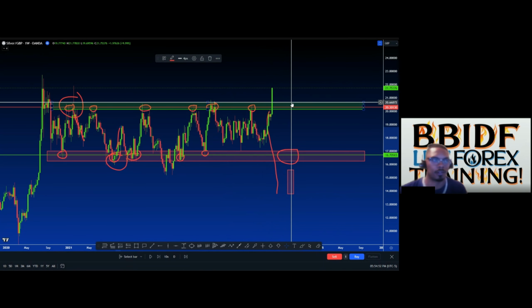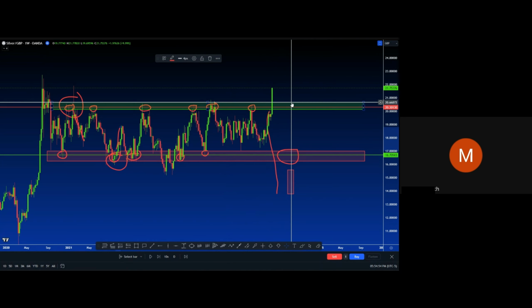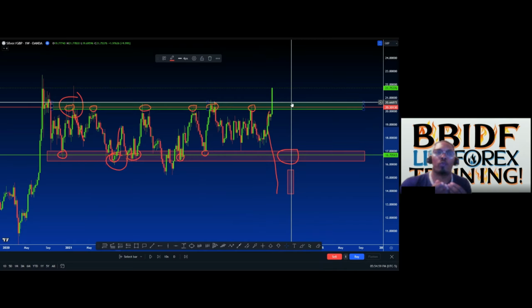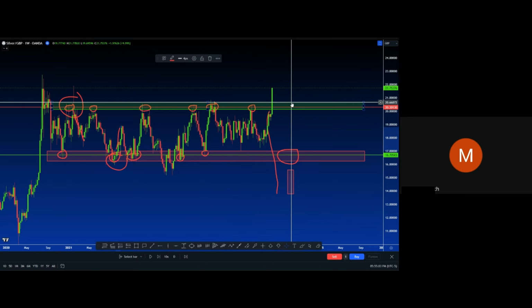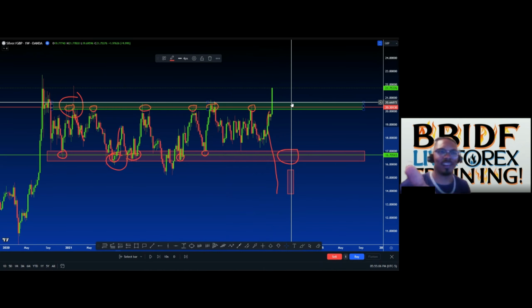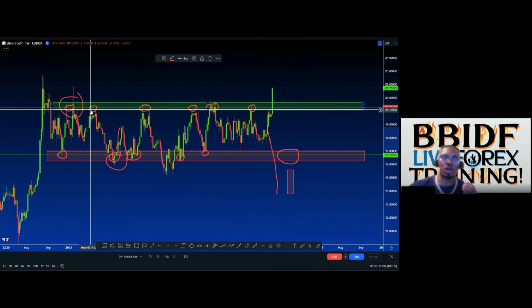Because the candles broke the zone. That's right. But where are the candles in relation to the zone? Above the support. Yeah, that's right. Again, guys, hear my words. If the candles are below the zone, that zone is resistance. If the candles are above the zone, that zone is support.